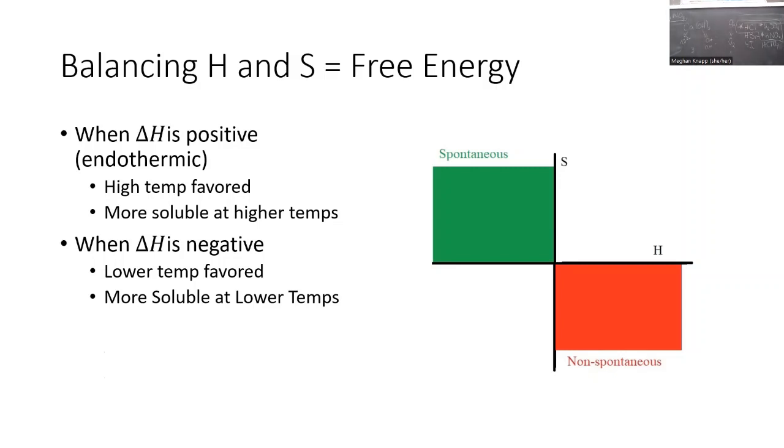Okay, so we said when delta H is positive, this is an endothermic reaction, high temperatures are favored. And when delta H is negative, we have lower temperatures favored, and so it is more soluble at lower temperatures. That's the big story to remember. Put all of this in a nutshell. And then I use sugar as my example for the top one, and I use calcium chloride as my example for the bottom one.